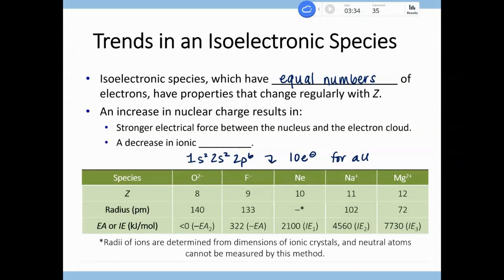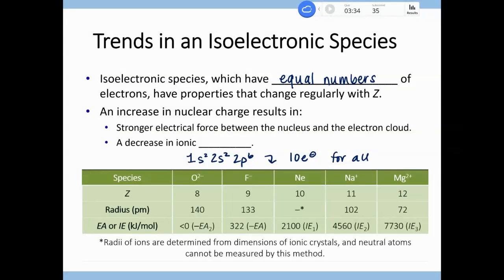The way the table's organized is by greater number of protons. Oxygen has the fewest protons in this row. You look at its atomic radius at 140. We increase by one more proton and we decrease in atomic radius. So one more proton is holding these 10 electrons closer, so we have a smaller atomic radius there.